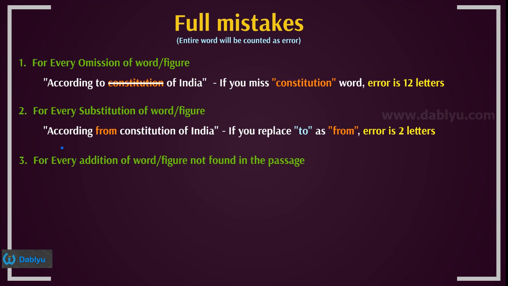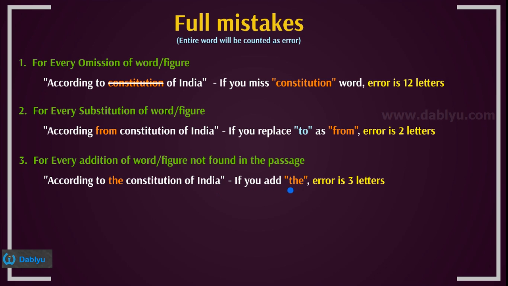The third type of full mistake is for every addition of a word or figure that is not found in the passage. Again, let's take "according to Constitution of India". Instead of that, you wrote "according to the Constitution of India". That is, you added an extra "the" in the sentence. So you added something which is not found in the passage. The error will be 3 letters because "the" is 3 letters. So this is another full mistake. These are the 3 types of full mistakes which are considered in the SSC exam.